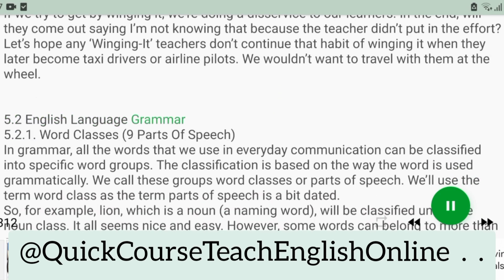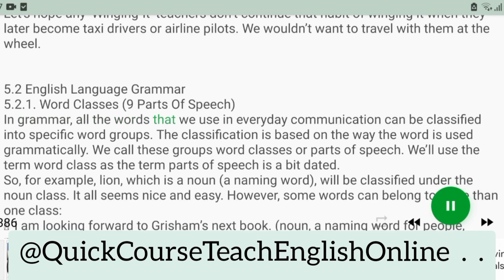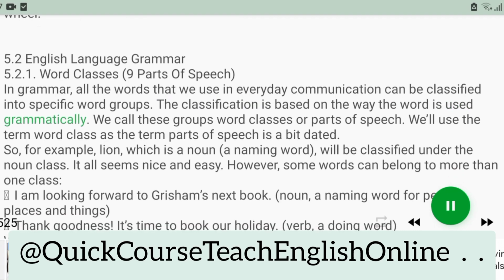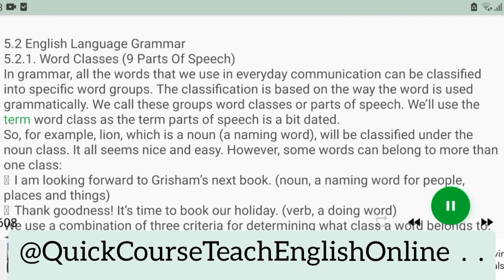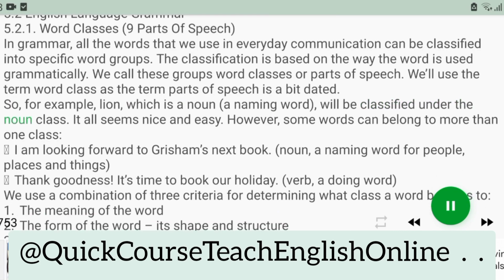5.2 English Language Grammar. 5.2.1 Word Classes, 9 Parts of Speech. In grammar, all the words that we use in everyday communication can be classified into specific word groups. The classification is based on the way the word is used grammatically. We call these groups word classes or parts of speech. We'll use the term word class as the term parts of speech is a bit dated. So, for example, lion, which is a noun, a naming word, will be classified under the noun class. It all seems nice and easy.